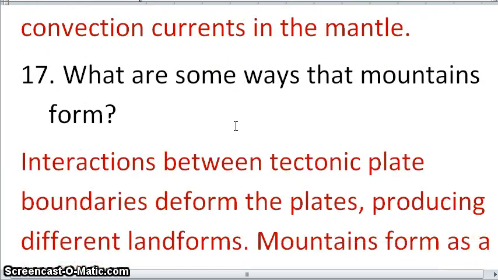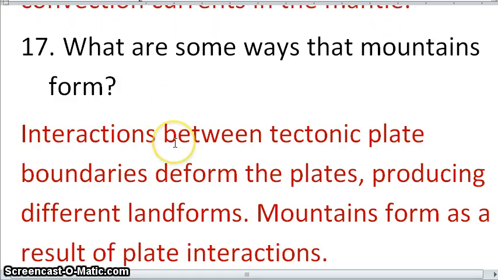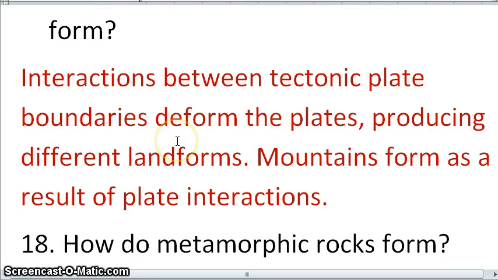Question 17. What are some ways that mountains form? Sticking with this idea of plate tectonics, the interactions between these tectonic plate boundaries deform the plates, producing different landforms. Mountains form as a result of these plate interactions. We talked about the car accident, or the way a hood of a car will crumple and kind of fold up, and that's where we get these mountains forming in many cases from these tectonic plates colliding with each other and starting to fold as they interact with each other. Fold mountains.